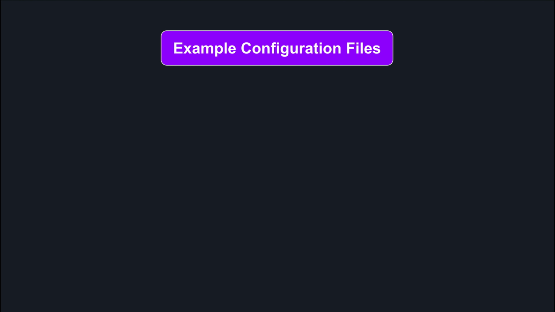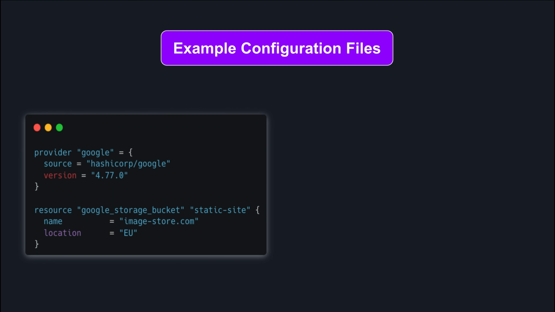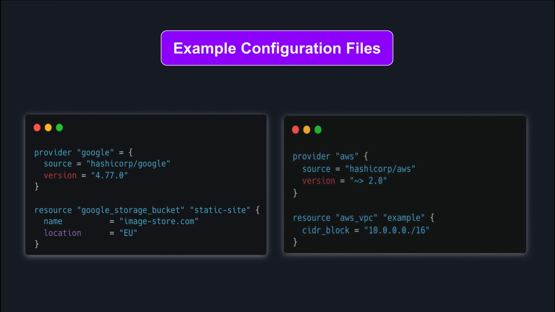Now, to have some idea of how Terraform configuration looks like, this is an example where you can see Google provider configured, and through the provider, you now have Google Cloud resources like a Google Cloud Storage Bucket. You can create that with some attributes. Another example where you see AWS provider configured with an AWS resource like VPC, that you can also create with some attributes.